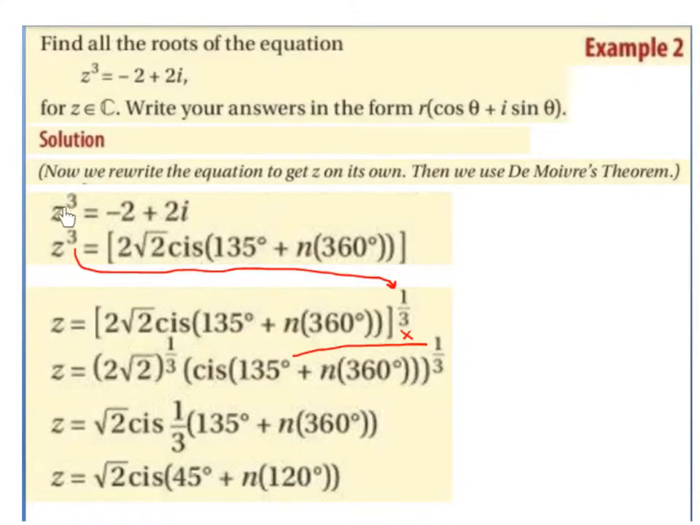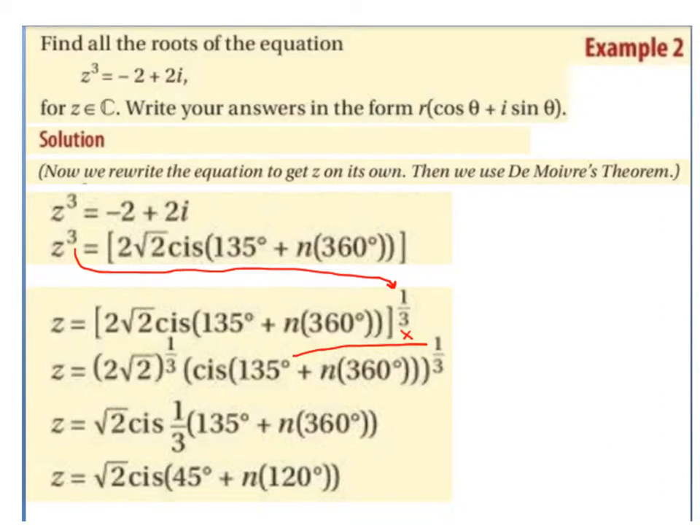So we were given z cubed equals minus 2 plus 2i, and we worked out in the previous slide that minus 2 plus 2i is actually 2 root 2 cos 135 degrees plus n times 360 degrees. So the power of 3 actually becomes a third when we carry it over the equal sign. So we have all of this to the power of a third. And we take the r, which is 2 root 2, and we raise that to the power of a third. So 2 root 2 to the power of a third is just root 2.